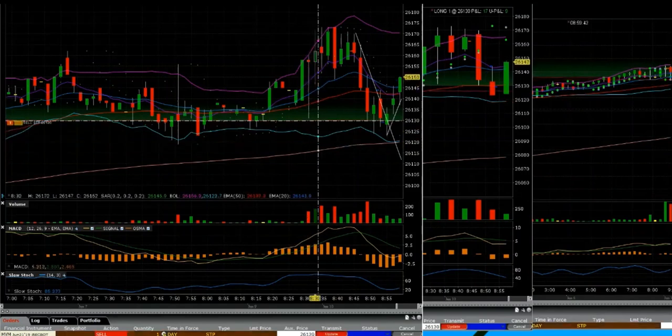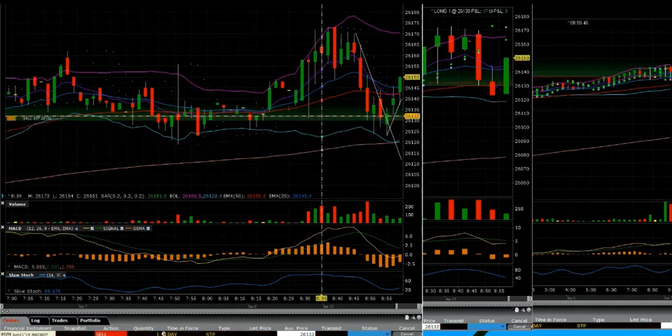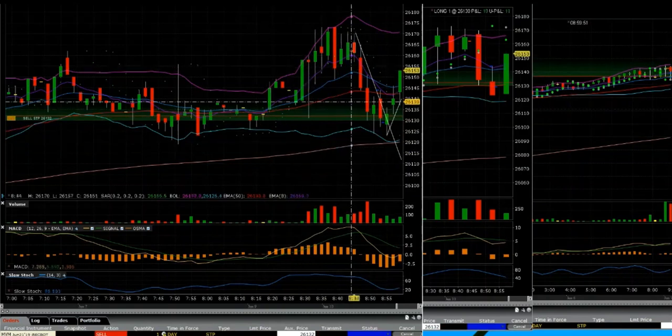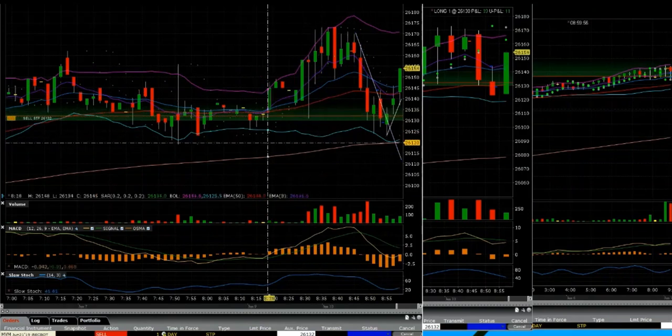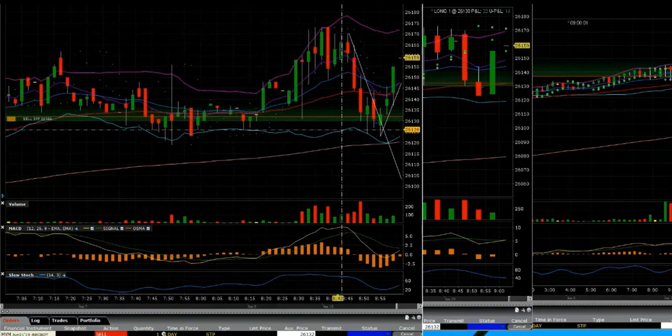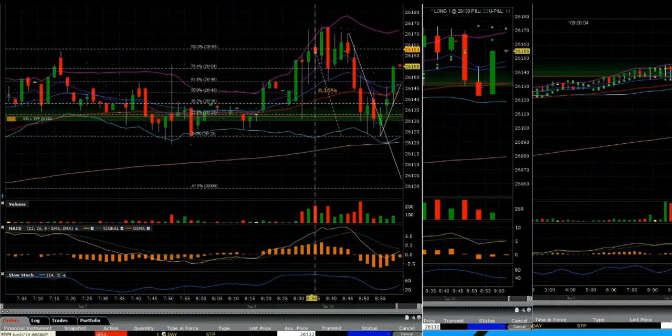So now I would move my stop up to here, so I'd have a pretty much break-even stop. If it comes back down, I'll just get out of that trade. I will check to see where this retracement is going.